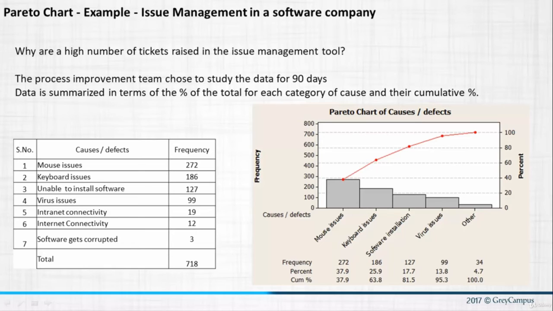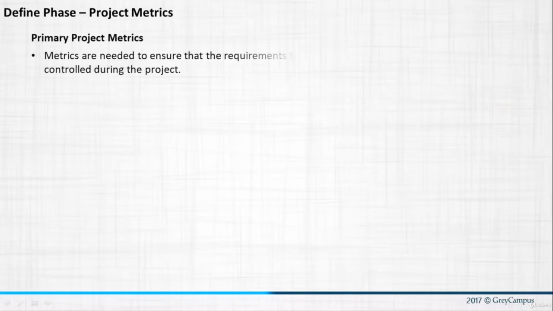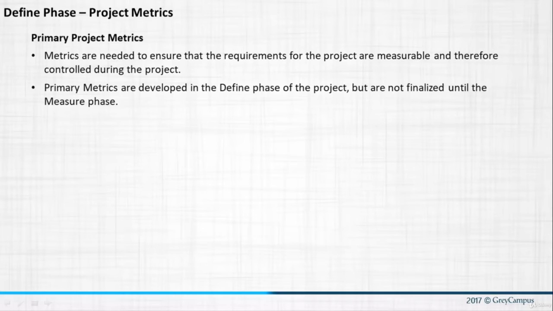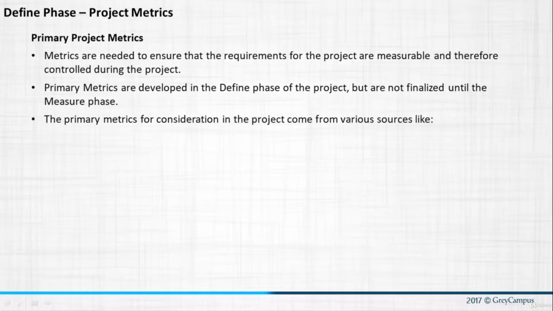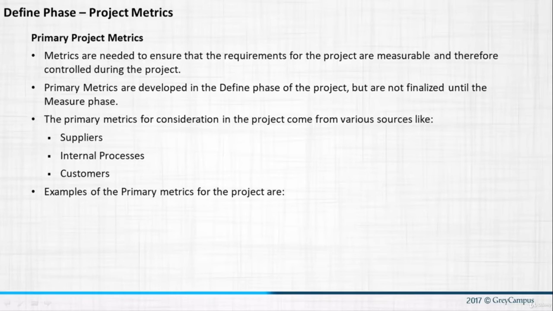That's the cumulative percentage. There are primary and secondary project metrics associated with any Lean Six Sigma project. These are the main things that you're going to focus on in order to show improvement within your project. Things that you must consider when choosing your primary metric are suppliers, internal processes, and customers. Some examples for primary metrics. The list is not limited to these examples, but these are typically associated with Six Sigma projects.